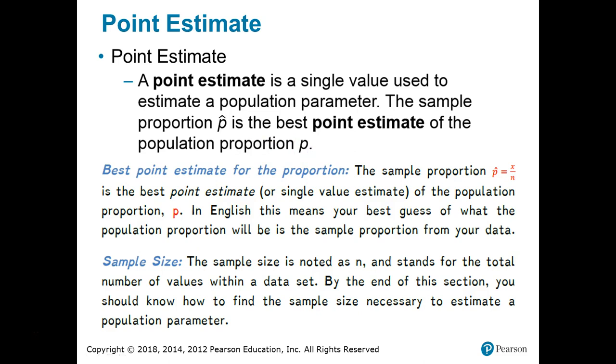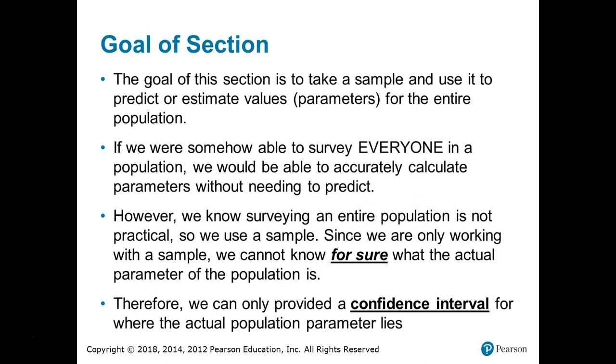So the best point estimate for the proportion is p hat, which is calculated as x over n. X is the number of successes within your sample. N is the sample size that you have. So the goal of this section is to take a sample and use it to predict or estimate values, which we call parameters, for the entire population.